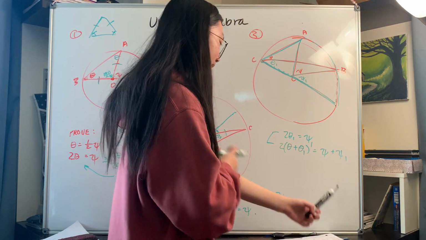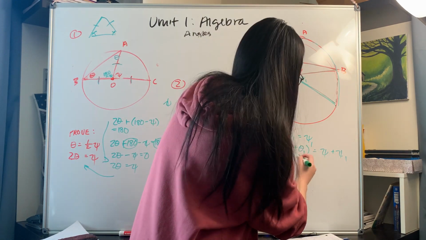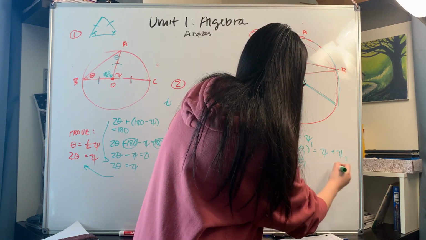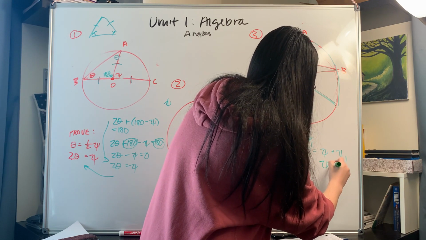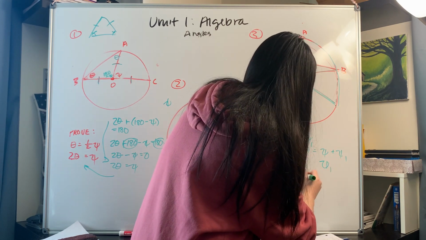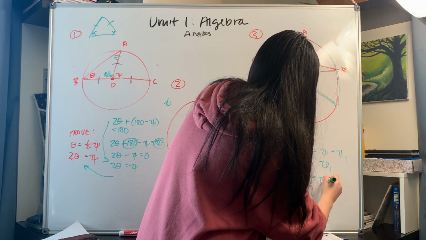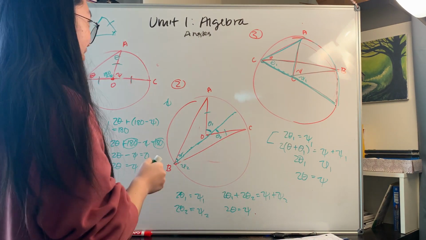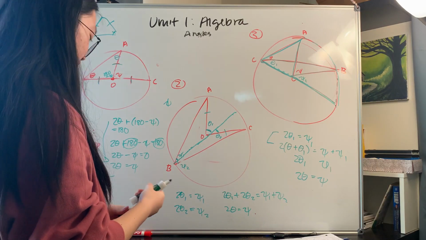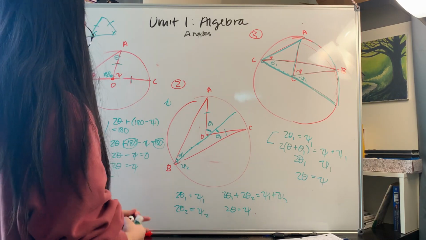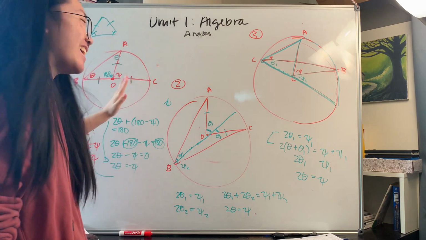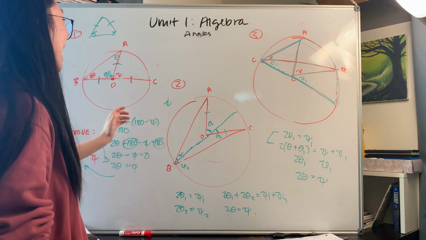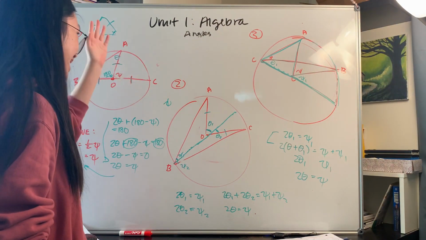now, we can subtract 2 theta 1 and psi 1 from both of these sides in order to get that 2 theta is equal to psi. And so we have successfully proven that the measure of the inscribed angle is equal to 1/2 of the measure of the arc that it intercepts.